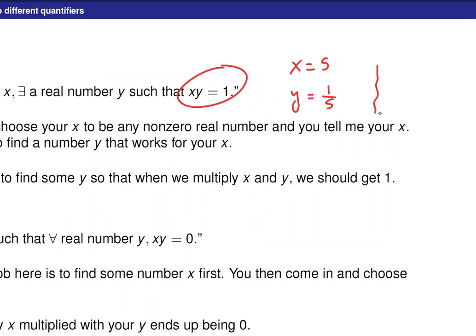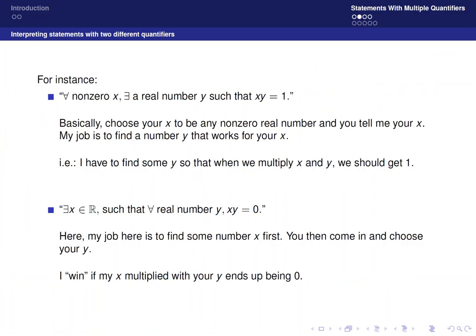So again, if you choose to give me a different x, then my y could be changed accordingly. So my y depends on your x. My goal is to always find the y so that when I multiply it with your x, our answer is going to be 1.